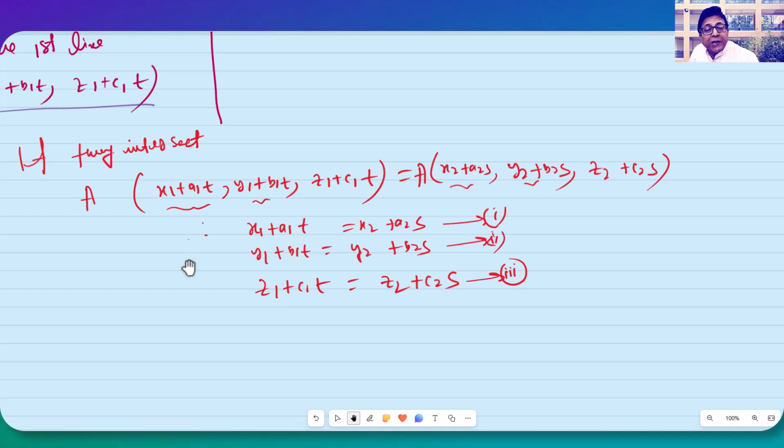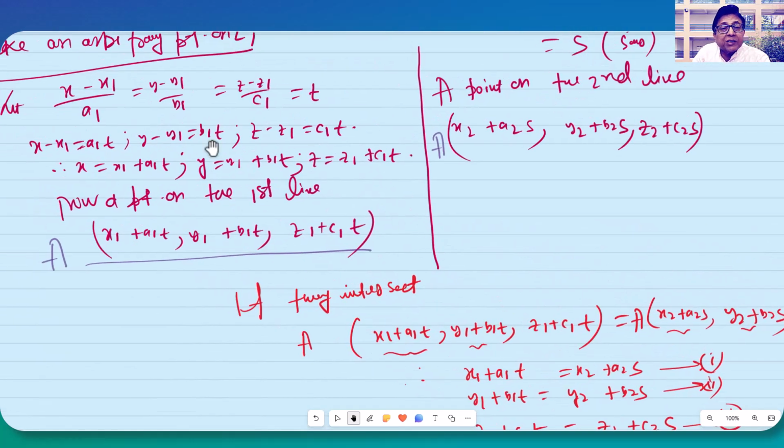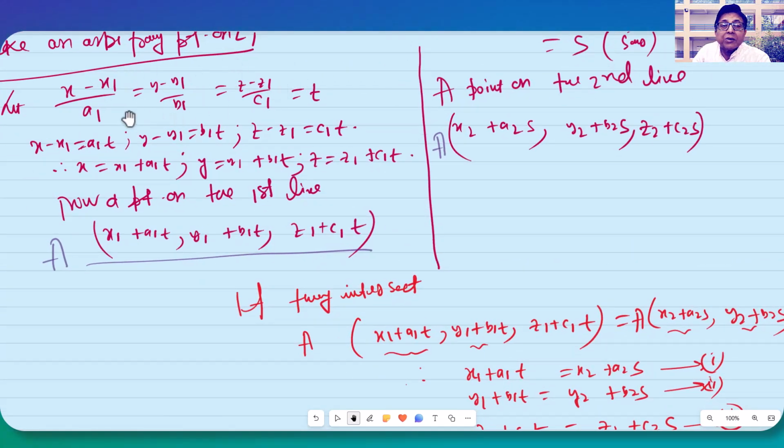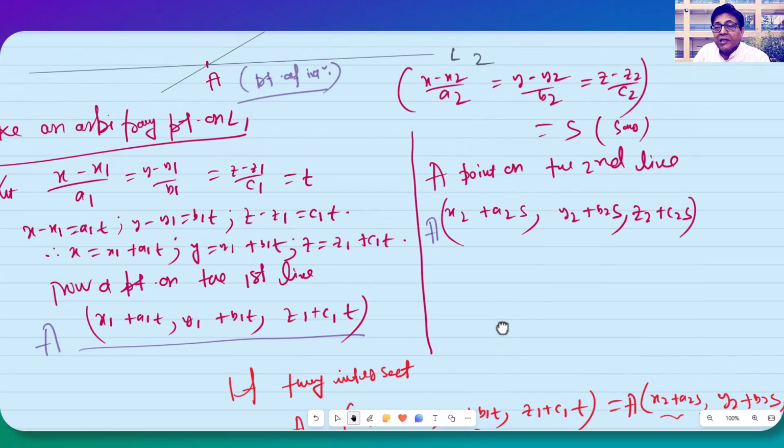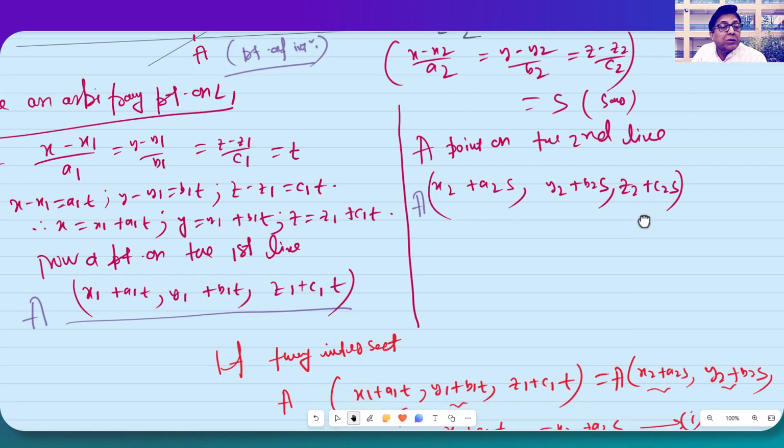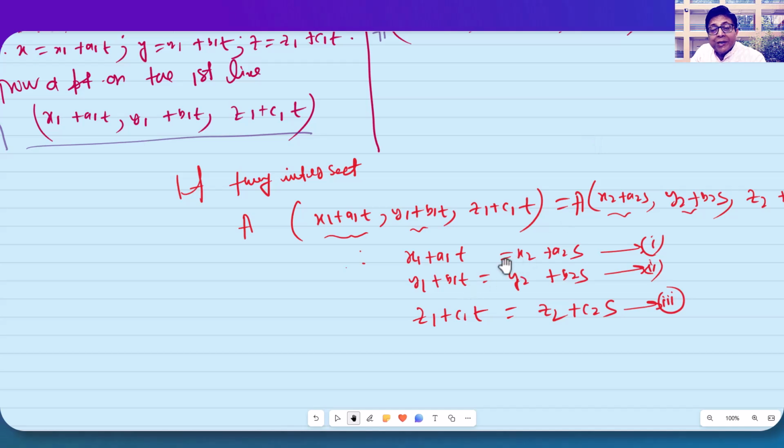So, if you compare these, how many unknowns are there? Listen, in this equation, x1, y1, z1, a1, b1, c1 are known. Here also, x2, y2, z2, a2, b2, c2 are known. So, you need to get the value of either t or s. x1, a1, x2, a2, y1, b1, y2, b2, z1, c1, z2, c2 are all known. If you can find the value of t or s, then the point of intersection is found.